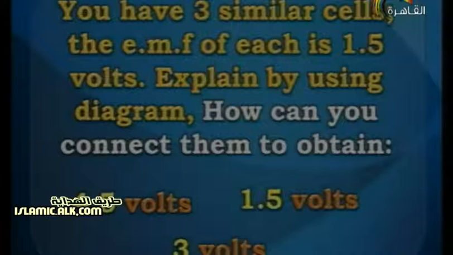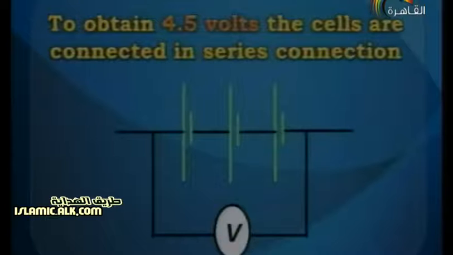Which one? Okay, let's start with it. The first one here, we have 4.5 volts. Why? Because it is the easiest one. So the cells are connected in series connection. Why? Because each one of these parts here is 4.5 volts, it's the series connection. So the total of the EMF of all cells is equal to 4.5 volts. So here the voltmeter reads 4.5 volts.